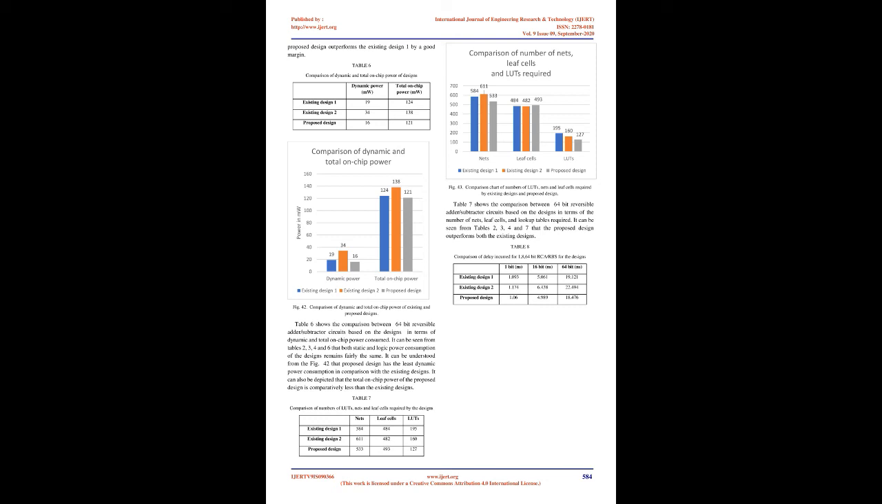Fig 44. Comparison chart of delay incurred for 1, 8, 64-bit RCA/RBS of the 3 designs. Based on Table 8, the comparison of delay between 3 designs of reversible adder/subtractor circuits is made. Based on the result as shown in Fig 44 and in Tables 2, 3, 4, and 8, it can be concluded that the proposed design shows higher reductions in propagation delay as compared to the existing designs.